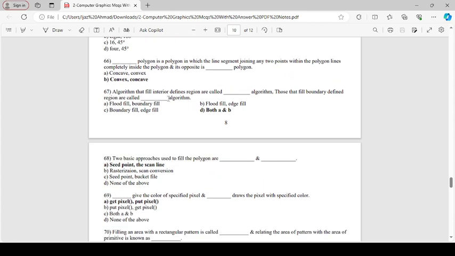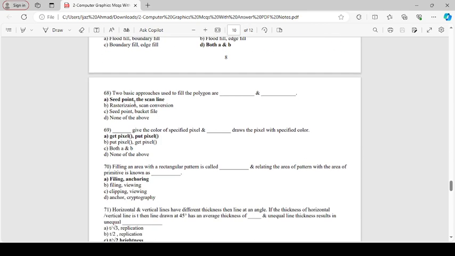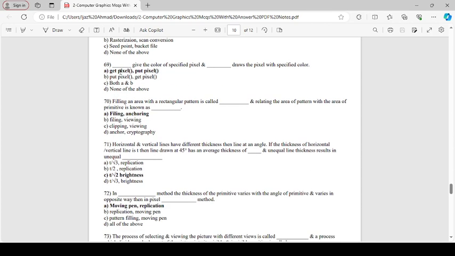Algorithms that fill interior defined regions are called flood fill and boundary fill. Those that fill boundary defined regions are called edge fill algorithms. Two basic approaches used to fill a polygon are seed point and scan line. Get pixel gives the color of a specific pixel, and put pixel draws the pixel with the specific color.